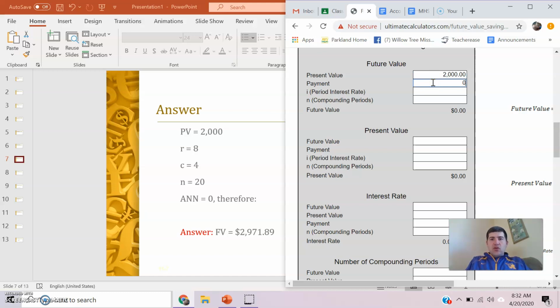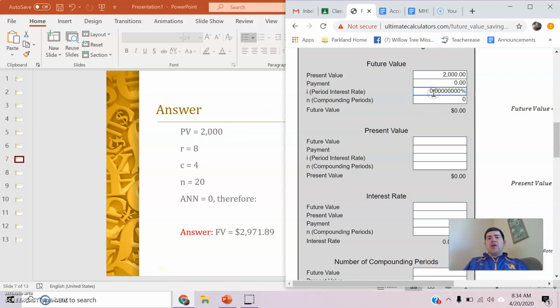There is no payment, which is 0. The period interest rate. So this is where it messes people up. You're looking for the interest rate for the time period. People always want to use this 8%. That is the annual rate. This is a period rate that we're looking at here.